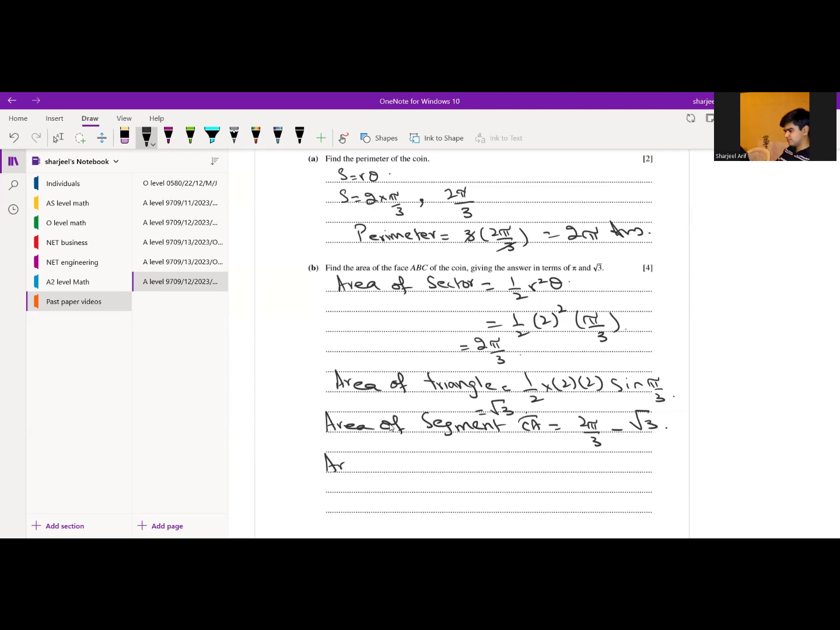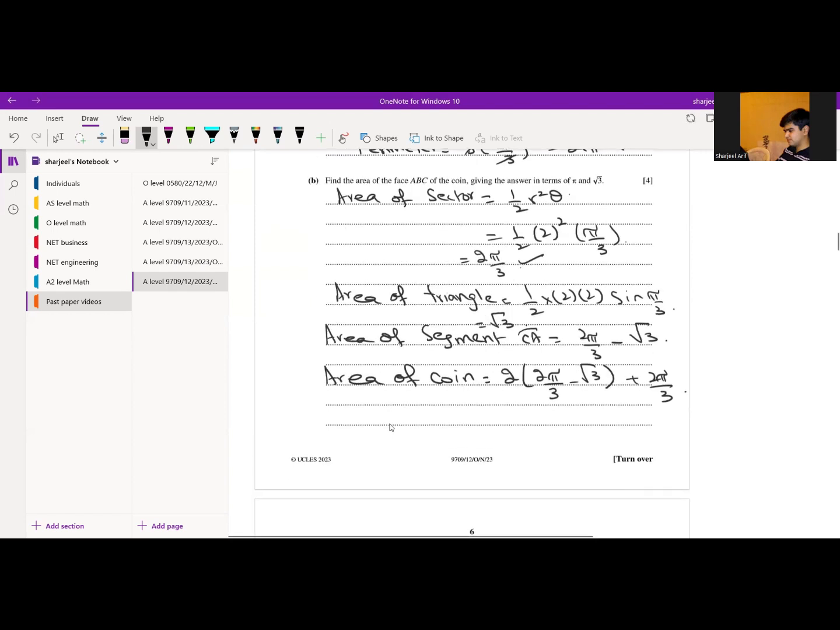So the area of the coin should be equal to, we have two segments, so we will multiply it by 2. Then we will add the area of the whole sector, that is 2 pi by 3. So we will simplify it to get 2 pi minus 2 root 3. That would be our answer.